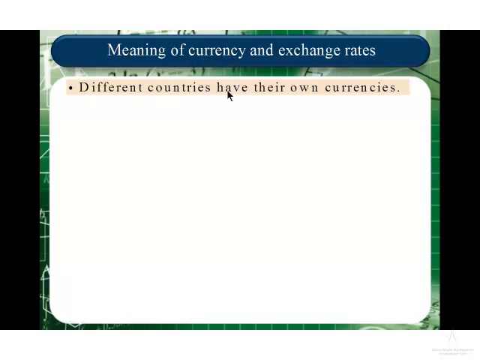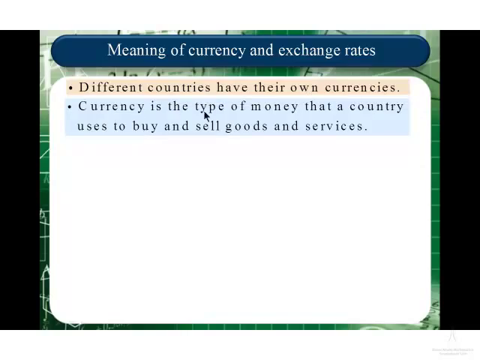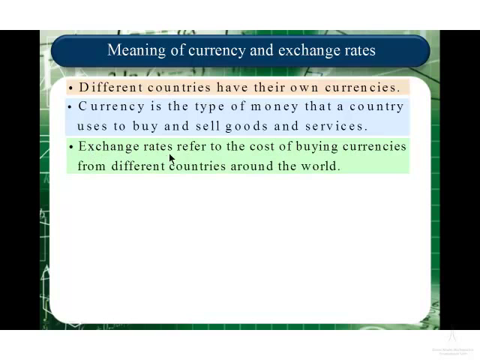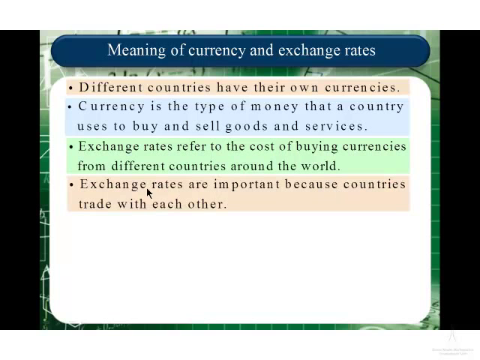Different countries have their own currencies or monetary units. Currency is the type of money that a country uses to buy and sell goods and services. Exchange rates refer to the cost of buying currencies from different countries around the world. Exchange rates are important because countries trade with each other.